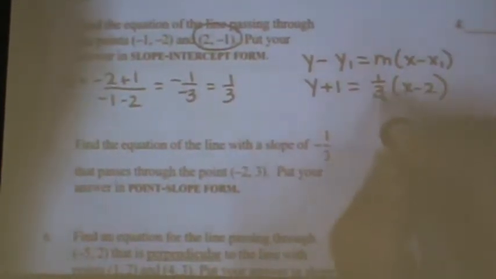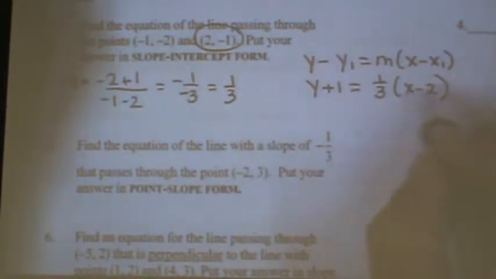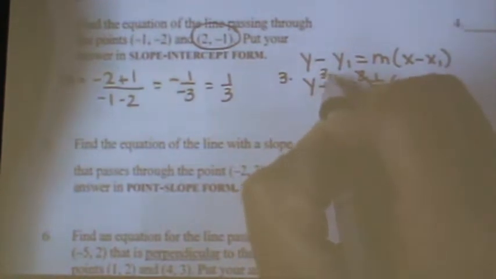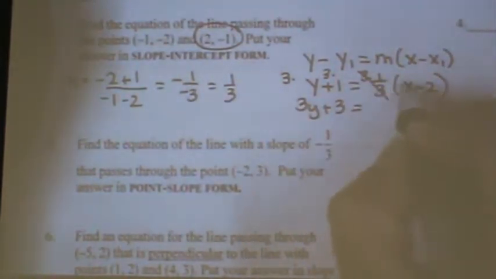And now I like to get rid of the fraction first. So I don't want to distribute and write -2/3 and then get a common denominator. So what I did was I multiplied this by 3 to get rid of that. I multiplied this by 3 and this by 3. So you get 3y plus 3 equals, now distribute, 1x minus 2.